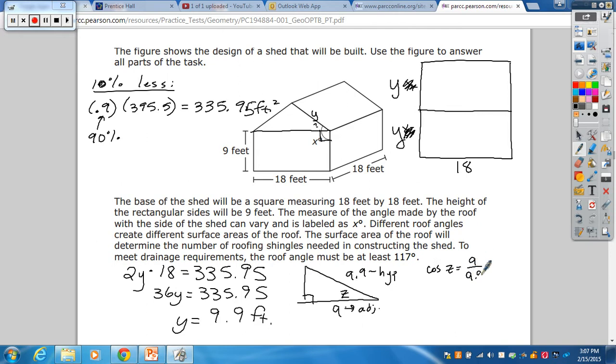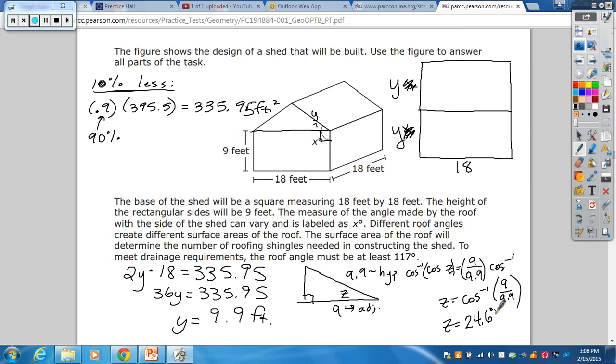Now, I'm going to talk about this week while we do the trig functions, but in order to get Z by itself, you're going to multiply both sides by the inverse cosine, cos negative 1. So Z will equal the inverse cosine of 9 divided by 9.9. Now this angle measurement of Z, I got to be 24.6 degrees.